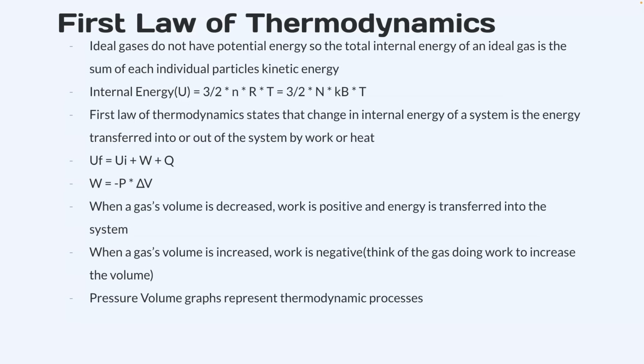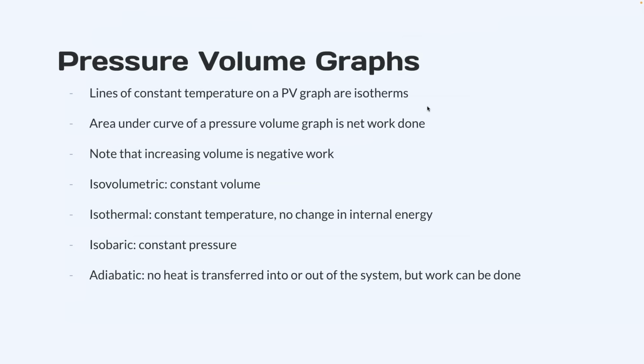Pressure volume graphs are used to represent these thermal processes. Isotherms just refer to lines of constant temperature on the graph. The area under the curve of a pressure volume graph is just the net work done. This just makes intuitive sense. Also note that increasing volume is negative work, so we can use that on a graph to find out if the work is positive or negative.